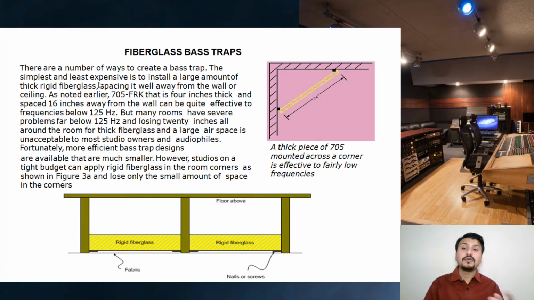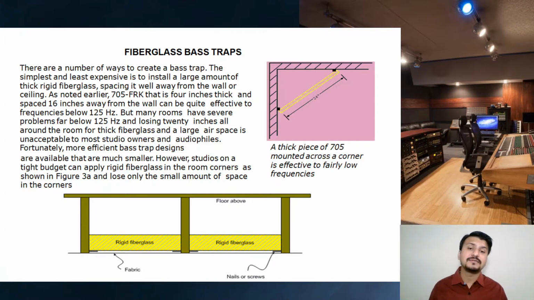There are a number of ways to build a bass trap. The simplest and the least expensive is to install a large amount of thick rigid fiberglass, spacing it well away from the wall or ceiling. As noted, this 705 FRK is 4 inches thick and is spaced 16 inches away from the wall. That can be quite effective for frequencies below 125 hertz.